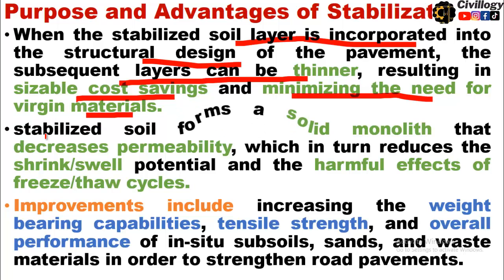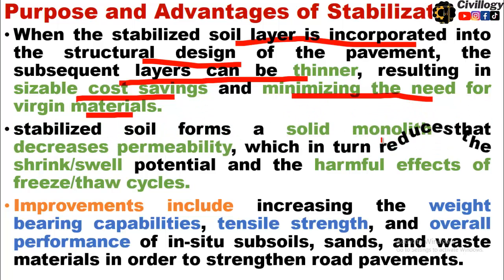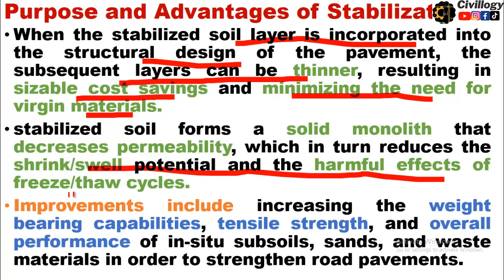The second point is stabilized soil forms a solid monolith that decreases permeability, which in turn reduces the shrink-swell potential and the harmful effects of freeze-thaw cycles. When the soil is stabilized, it is well compacted, it reduces the chances that the water will penetrate into the lower layers. So that results in less penetration of water and fewer chances of freeze and thaw cycles, which results in stabilized soil that has greater strength as compared to normal soil.